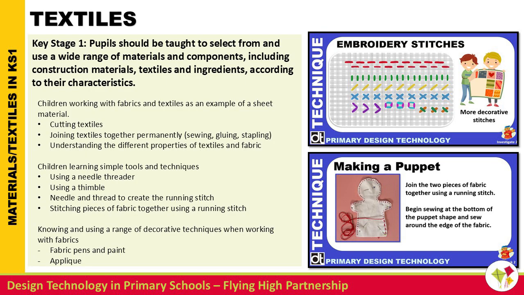Although not specifically referenced in the national curriculum, working with fabrics and textiles is an effective way of developing children's knowledge of working with sheet materials. In Key Stage 1, children can learn the skills and techniques of cutting textiles and joining fabric pieces together by sewing, gluing and stapling. They can be taught the running stitch to join two pieces of fabric together to create a permanent join. Teaching this technique also provides an opportunity for children to learn how to use a thimble and a needle threader when sewing.